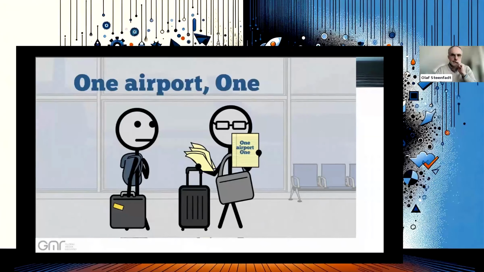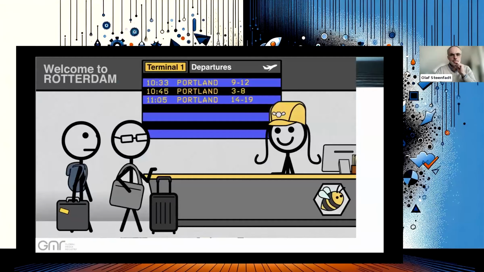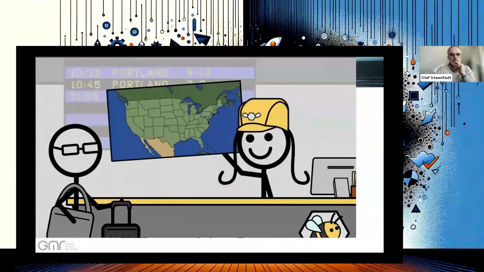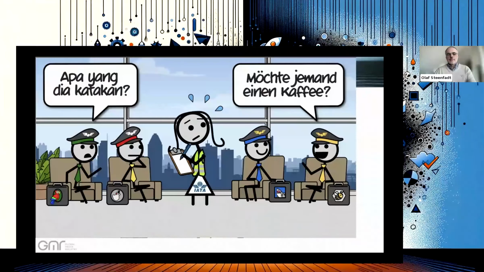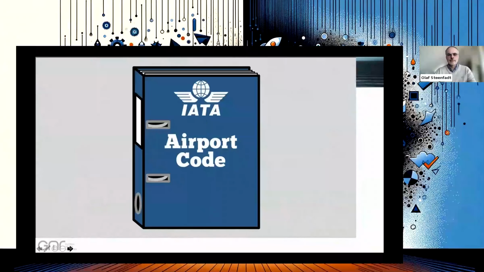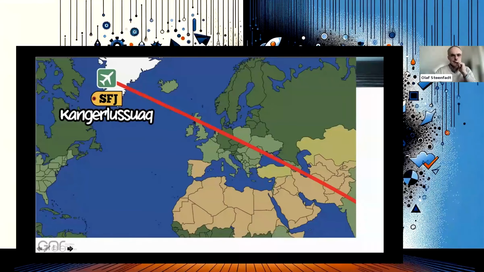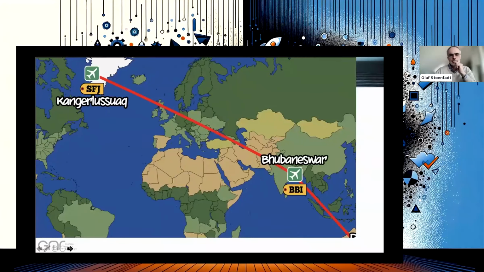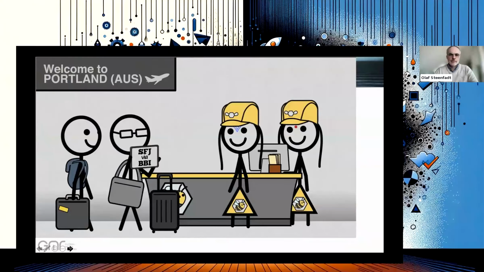One airport, one code, which is unique because airport names are not. Booking passage to Portland? Cool, that could be Oregon or Maine or Victoria, Australia. Ambiguity is the enemy. International flying creates communication connections between every language on Earth. So the IATA code helps when you don't speak Greenlandic or Odia, but still need to book a flight to Kangerlussuaq via Bhubaneswar. I'm so sorry, Greenland and India. Instead of mangling pronunciation, it's just SFJ via BBI.